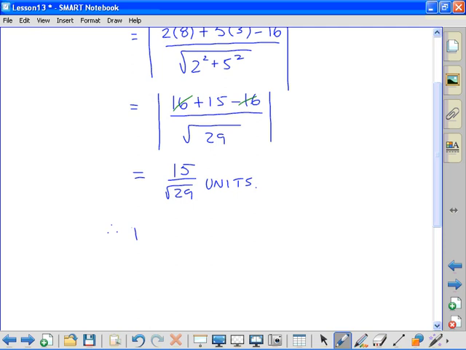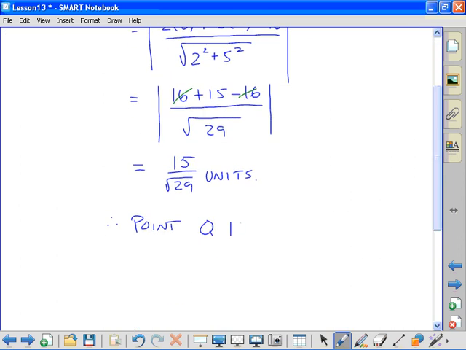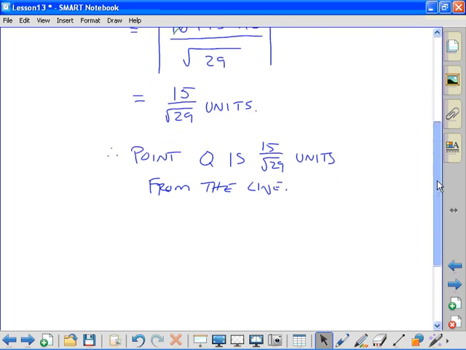So therefore, point, what did we call it originally? Point Q. Point Q is 15 over root 29 units from the line. That's it. No catches, no other steps. It's just a straight, here's the formula, this is how you use it.